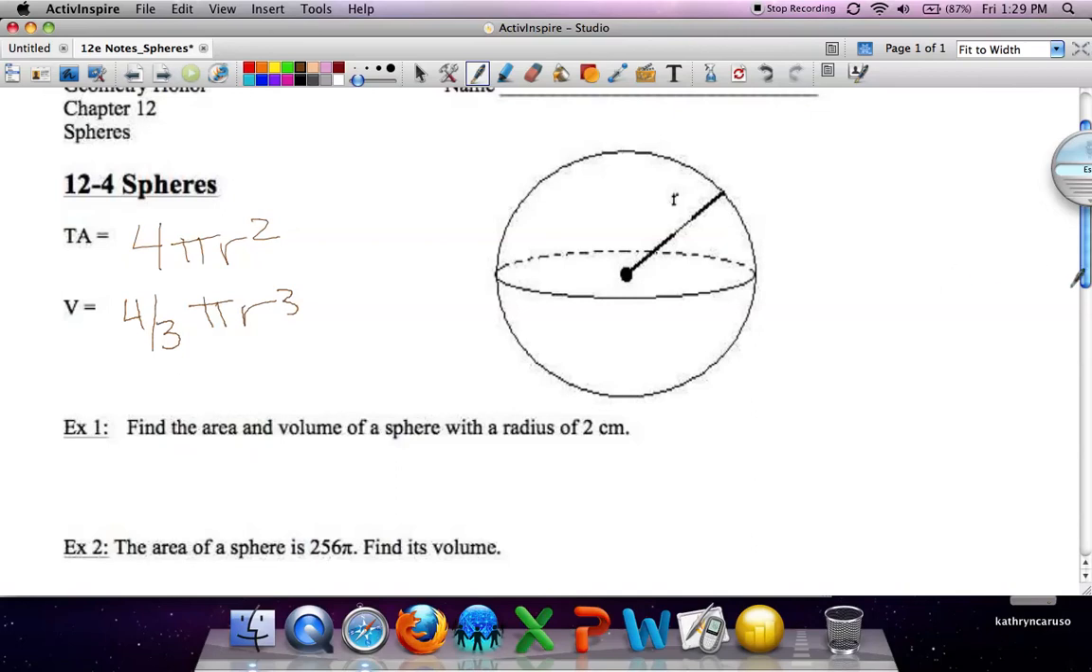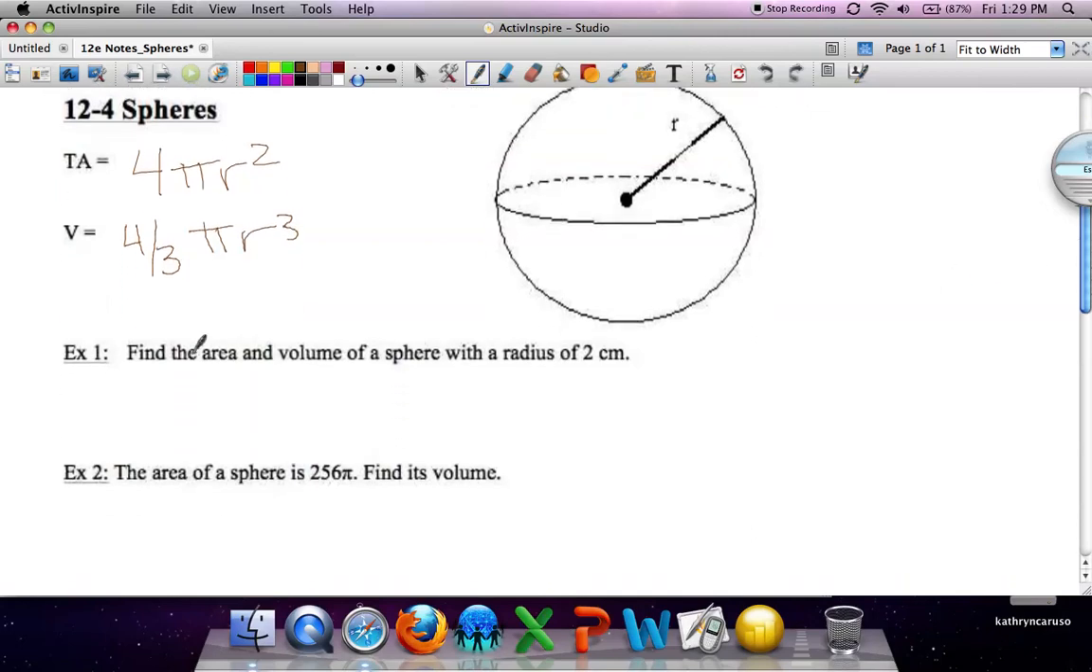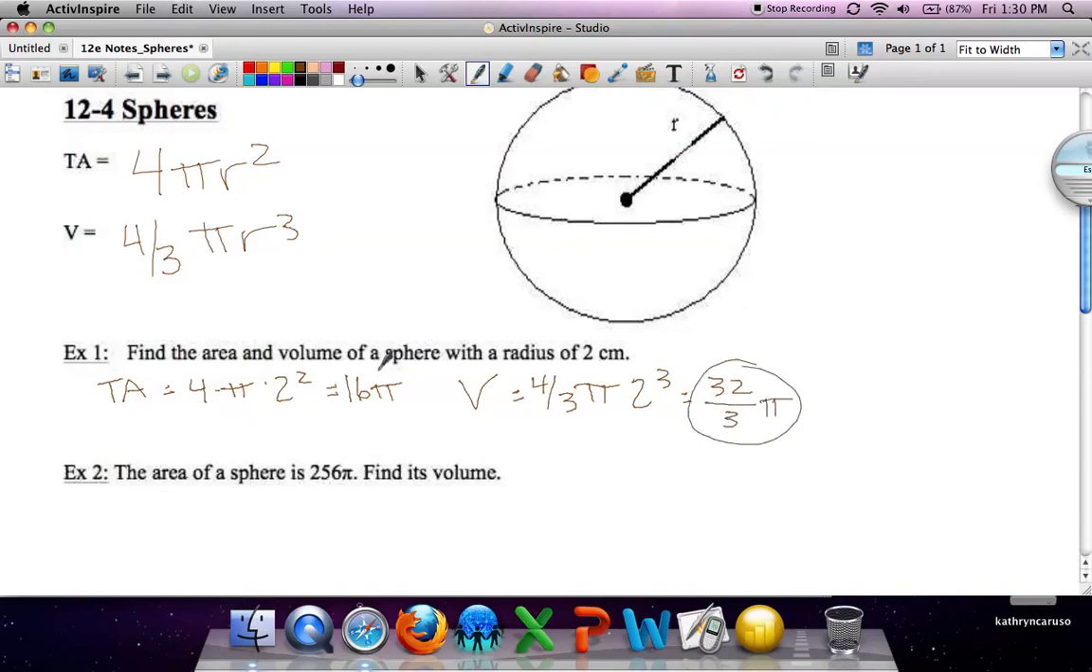So we'll do some simple calculations for a sphere with a radius of 2. There's only one kind of area with a sphere, so that's 4 times pi times 2 squared. The answer for total area is 16 pi. For volume, it's 4/3 pi, and r for this problem is 2 cubed. 2 cubed is 8, so it would be 32/3 pi. So this is the volume, and the other is the total area.